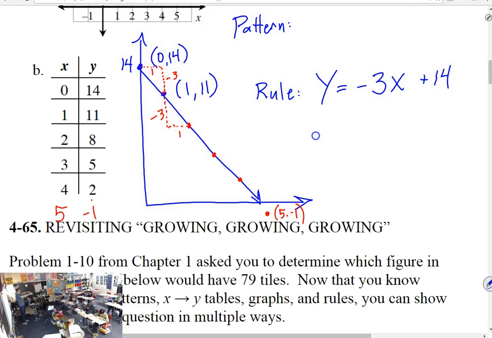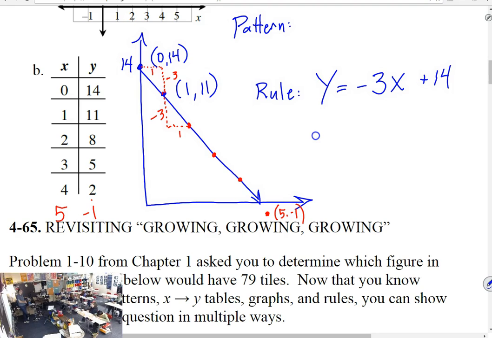So if you're describing the pattern, don't overthink it. Don't think about the math. Don't say start with 14 tiles. Take away 3 every time we change figures, every time we take a step, whatever you want to say. We start with 14, take away 3 every time we move or take a step or increase figure number, whatever you would say. And there's a lot of ways we talk about this. It comes down to the situation.